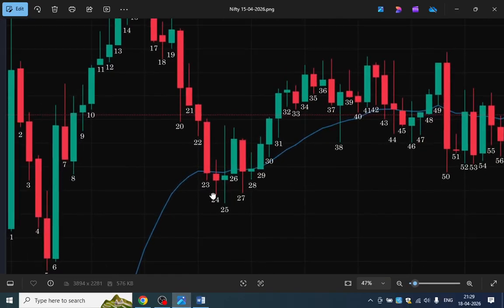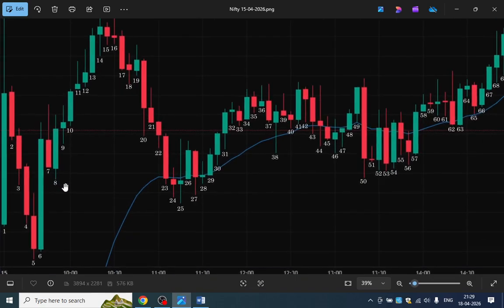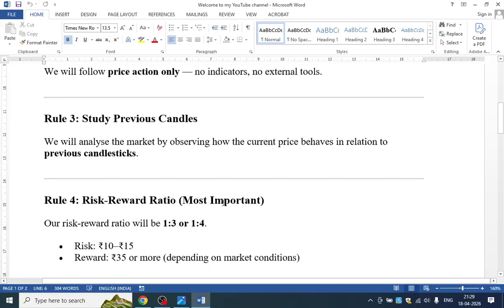For explanation I have marked numbering on the candlesticks, and within a few minutes I will try to explain how it works and what things we need to follow. I study previous candles bar by bar, and try to analyze the market and current price and how they behave in relation to previous candles.